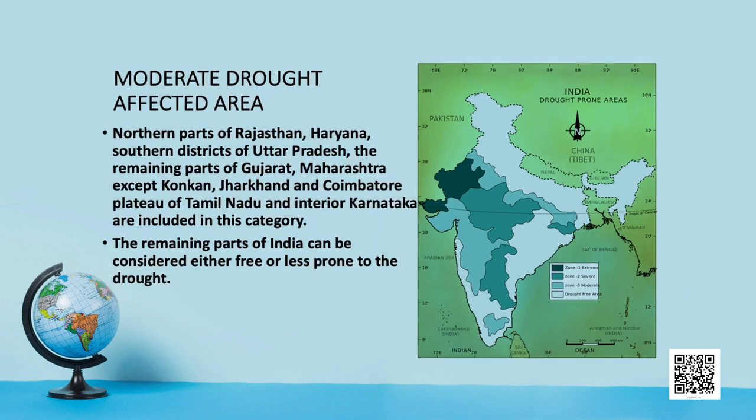These are severely drought prone areas, parts of eastern Rajasthan, most parts of Madhya Pradesh, eastern parts of Maharashtra, interior parts of Andhra Pradesh, Karnataka plateau and the northern parts of interior Tamil Nadu. These are the regions which face severe drought throughout the year. Children, these are the maps given in your book. Try to identify the regions which are moderately affected by drought, less affected by drought. So, this is your homework.